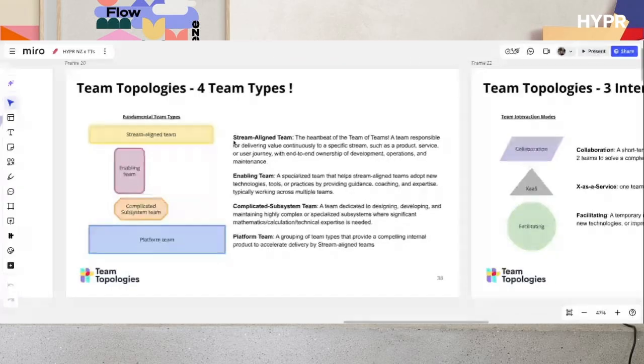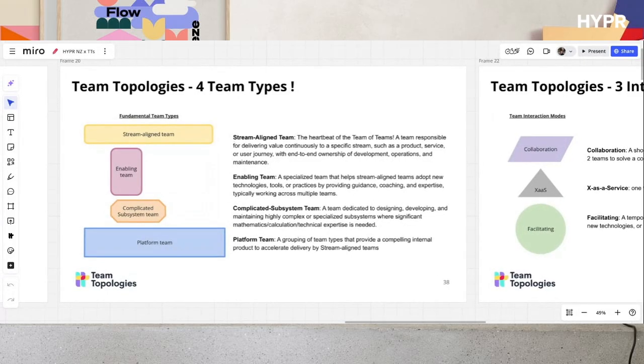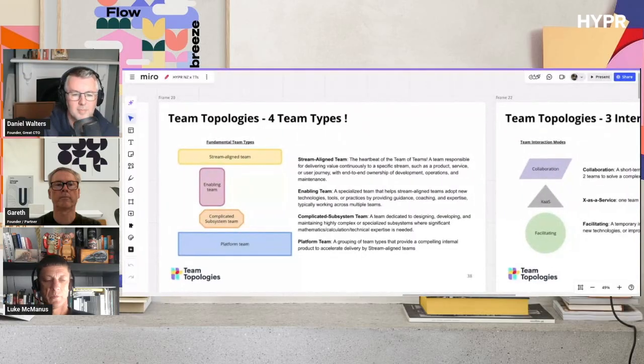Gareth and Daniel, did you have anything to add quickly before we move in? No, I think this is a great way to bring us into the interaction modeling. So I'll let you go for it.